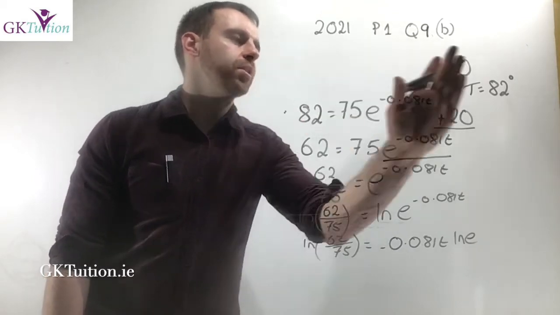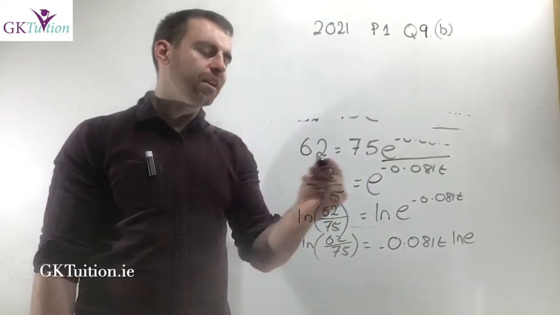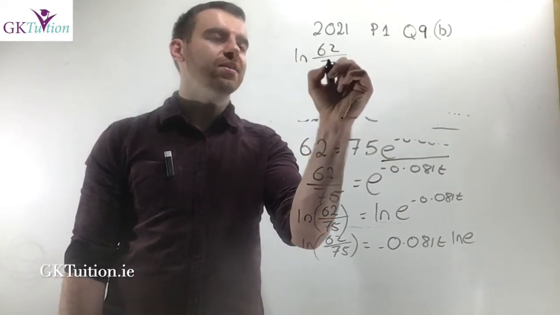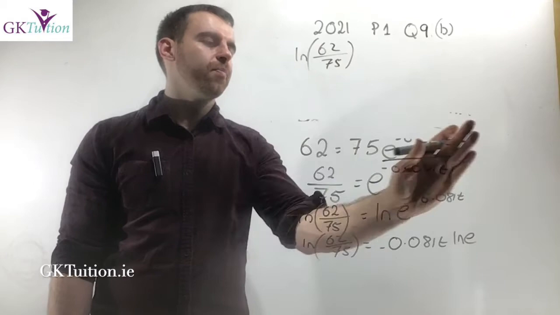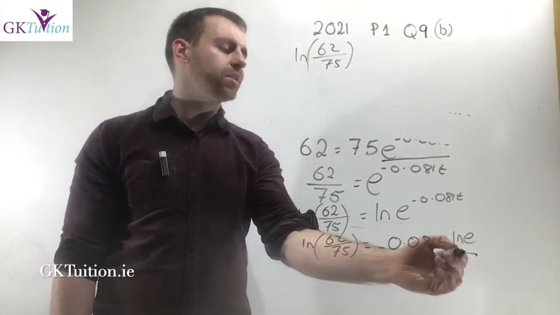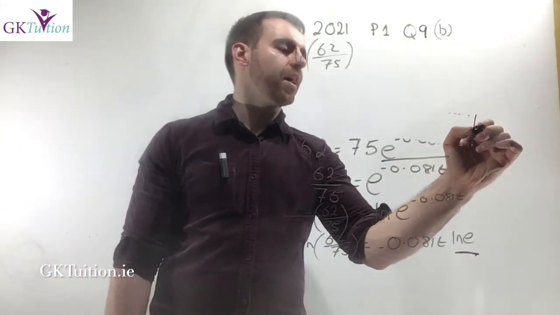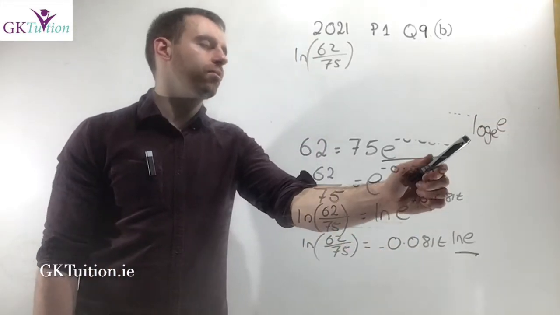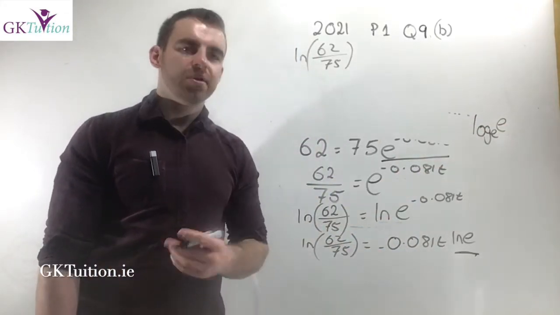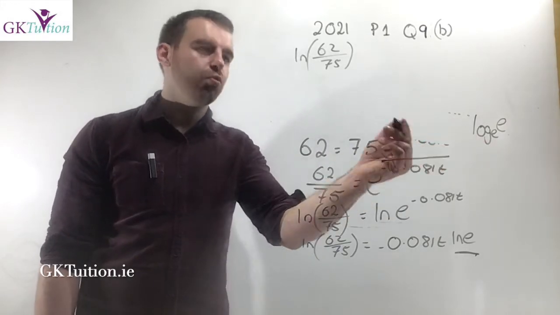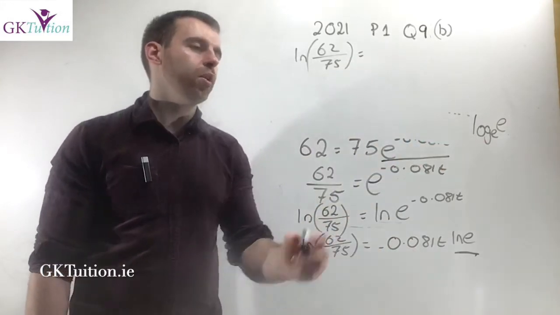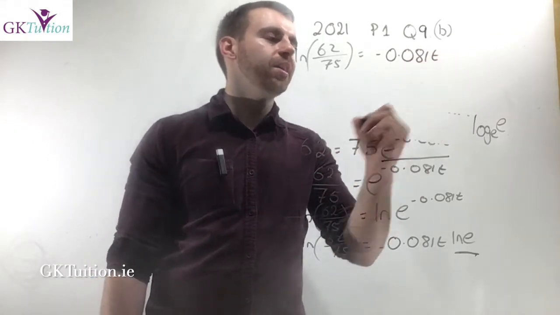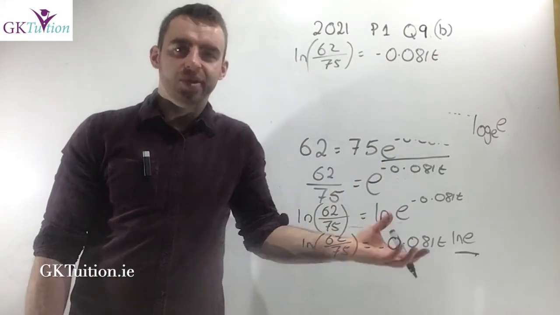Let's start from the top up here maybe. The left hand side at the moment, I'll leave it as it is. It's just ln 62 over 75. But the right hand side, you should notice that ln e is actually just log e to the base e. Remember, ln is short for log to the base e. And that simply has a value of 1. So ln e is only 1, which means the right hand side is just minus 0.081t times 1, which I don't need to put in.